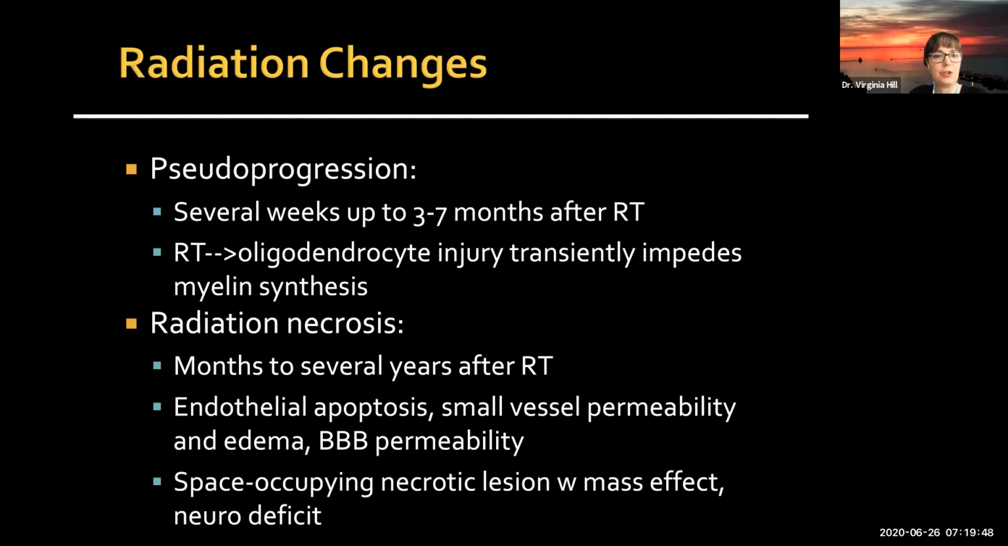So for radiation changes, such as pseudoprogression, this will occur several weeks to up to 3 to 7 months after radiation therapy. It means that there is oligodendrocyte injury that transiently impedes myelin synthesis. Radiation necrosis will occur months to several years after radiation therapy. There will be endothelial apoptosis, small vessel permeability and edema, and blood-brain barrier permeability, and a space-occupying necrotic lesion with mass effect, and even a neurodeficit can occur.